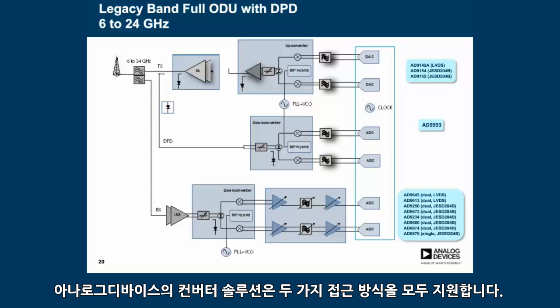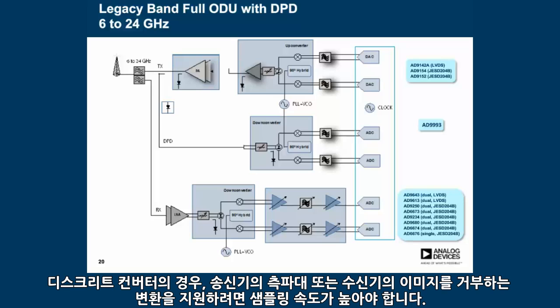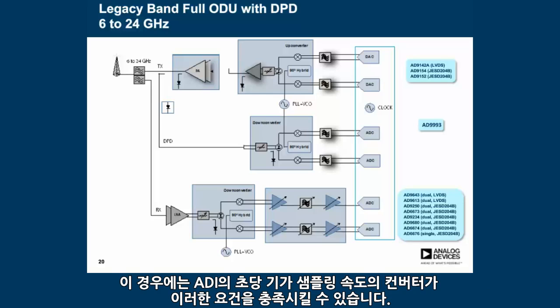Analog Devices converter solutions support both approaches. In the case of the discrete converters, the sample rates must be higher to support a conversion to reject the sideband on the transmitter or the image at the receiver. This is the place that gigasample per second converters from ADI will fill the required needs well.